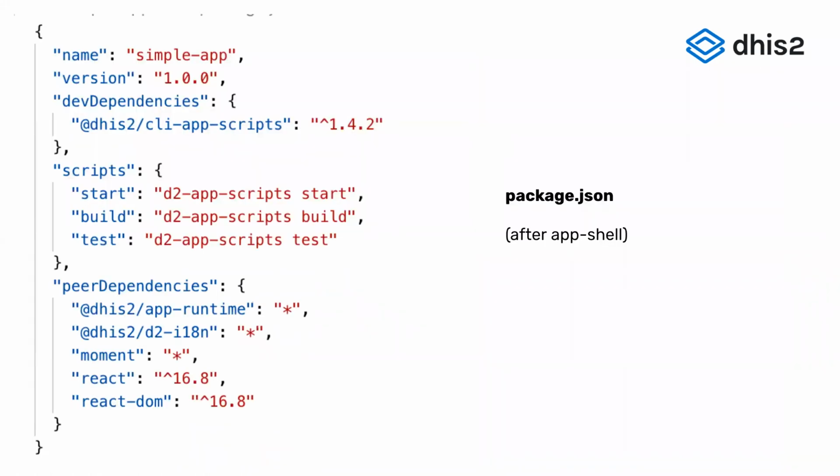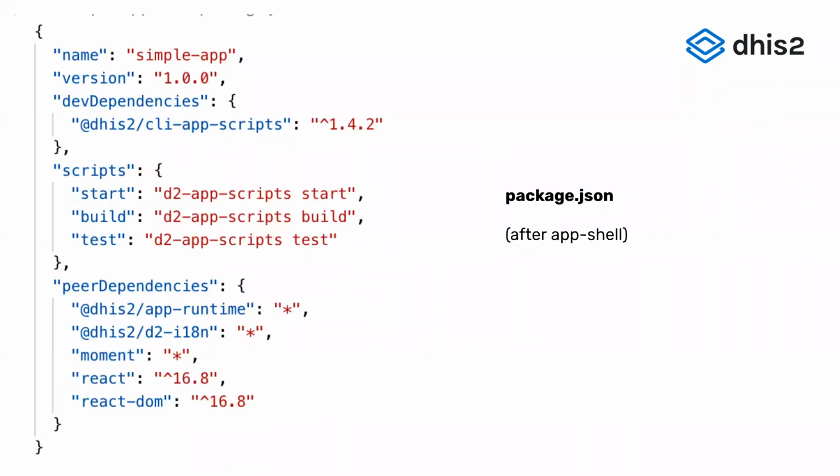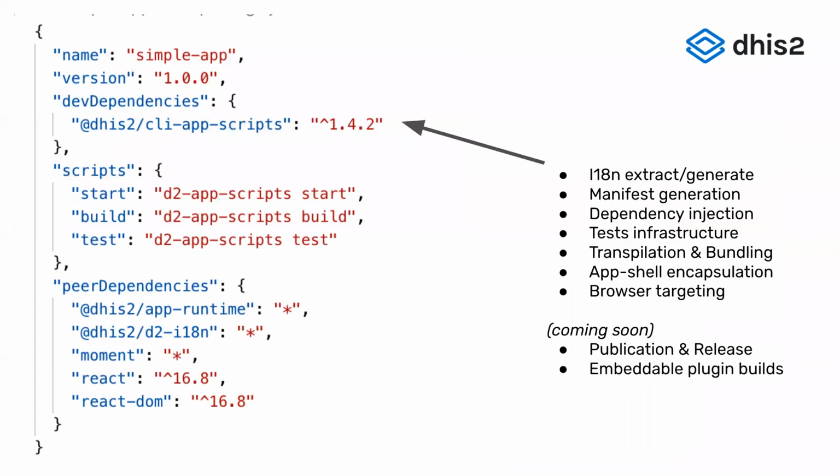This is what it looks like, simplified again, after the migration to App Shell. So rather than having hundreds of dependencies, or not hundreds, but tens of dependencies, we have one development dependency and basically one runtime dependency, which is the app runtime. So the CLI app scripts that we have here is, as I mentioned, the unified build tool to do a lot of things that we mentioned are necessary to build a DHIS2 application.